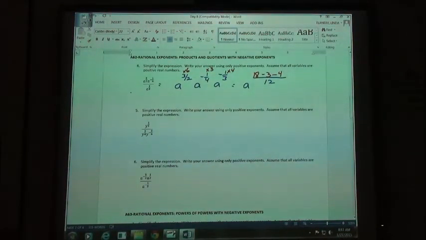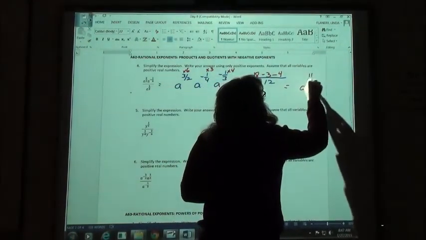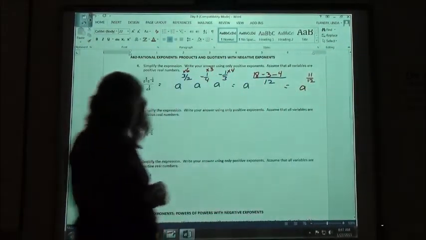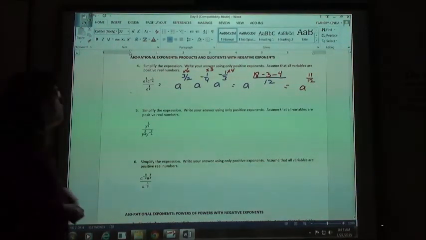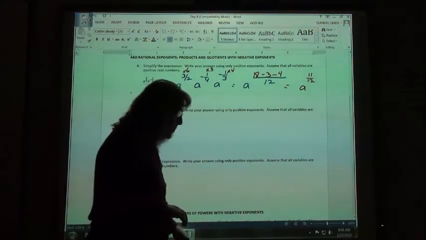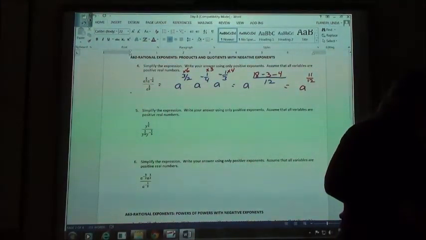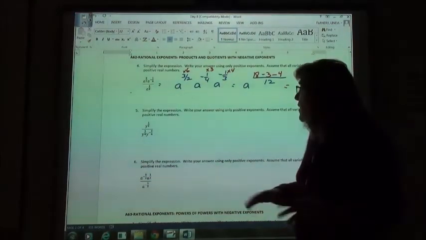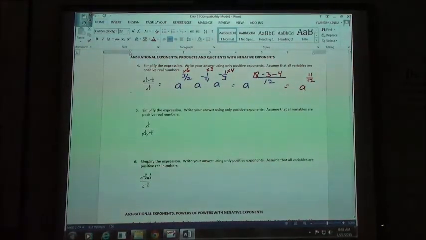18 minus 3 minus 4 gives me a to the 11/12 power. Now that 11/12 is your exponent, so it's not right by the a, it's raised up, right? So you're really just adding and subtracting fractions. Yeah, you could do it on your calculator, but we like to practice.